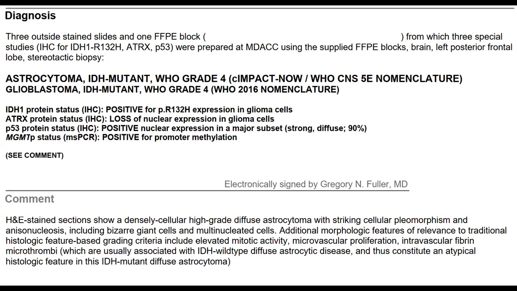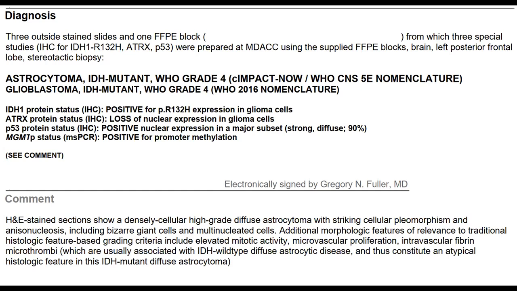It's in my report. Check this out: which are usually associated with IDH wild-type diffuse astrocytic disease and thus constitute an atypical histologic feature in this IDH mutant diffuse astrocytoma. I didn't ignore it. I didn't bury it. It's in the report. I'm stating it as it is. That's interesting. It may become important in the future.